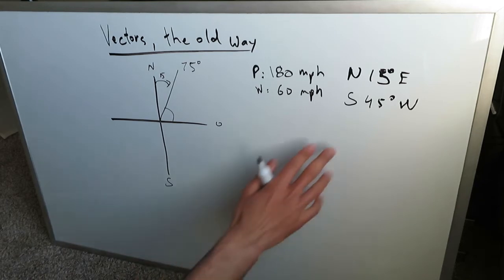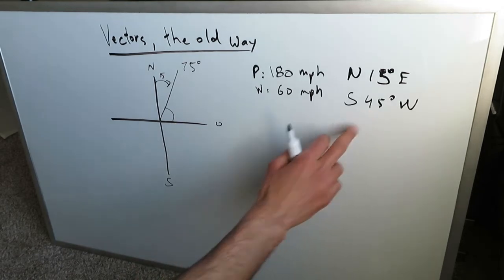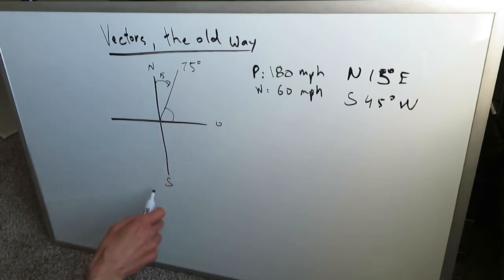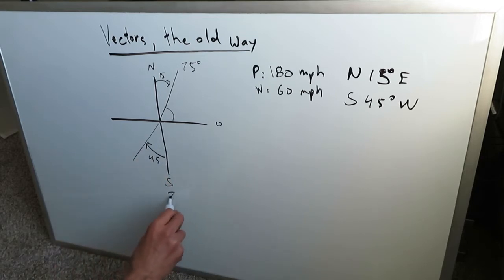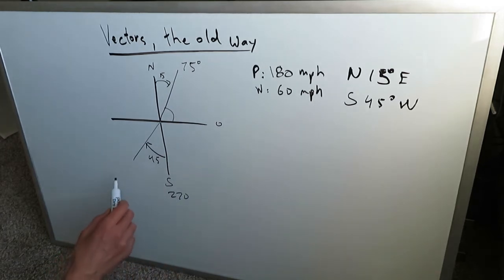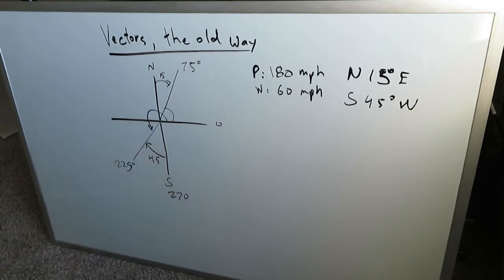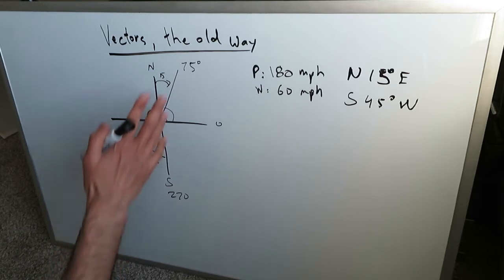Now let's talk about the wind. It's blowing south 45 degrees west. Here's my south, but it's blowing in a westerly direction from the south at a 45 degrees angle. So 270, which represents this over here, minus 45 would be 225 degrees. So the wind is going 225 degrees in this direction. Now all we have to do is determine what the resultant would be of this plane against these conditions.